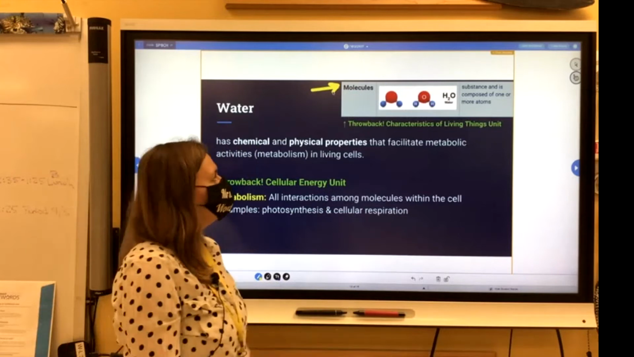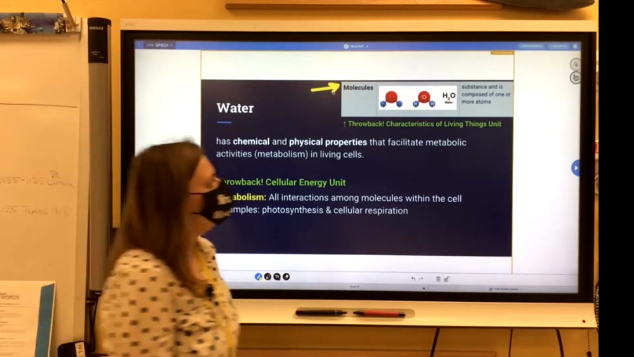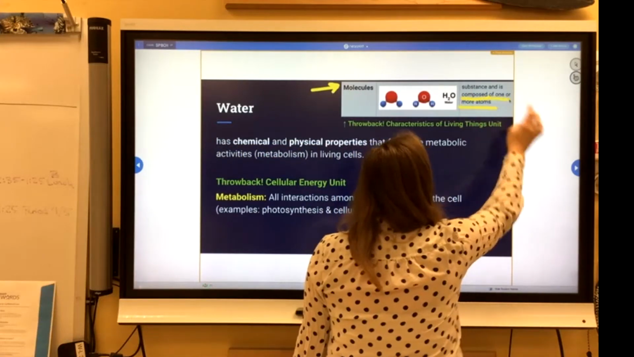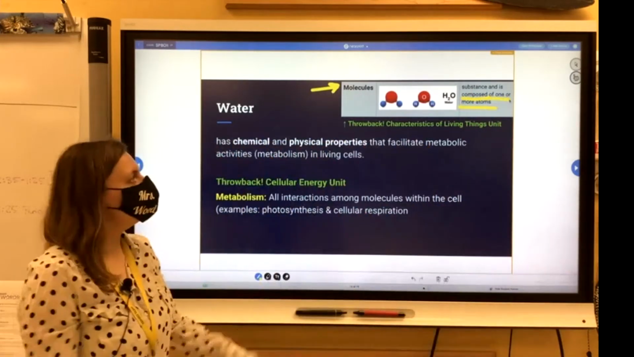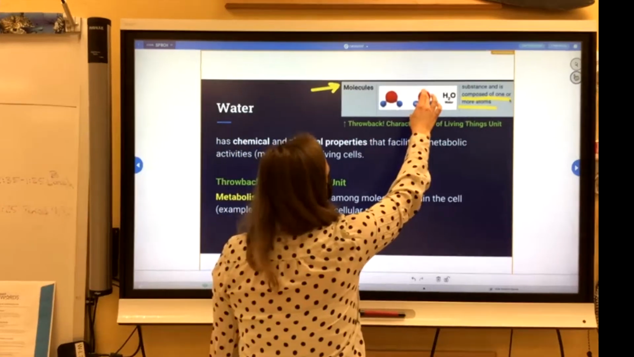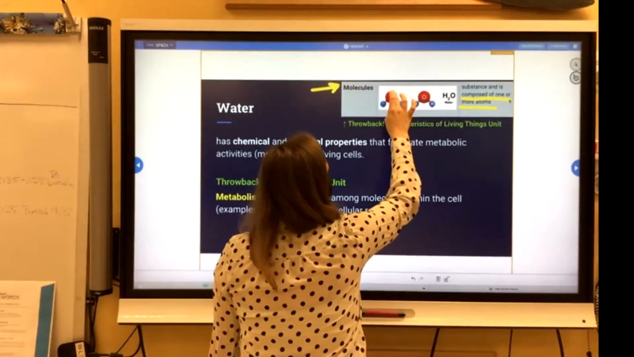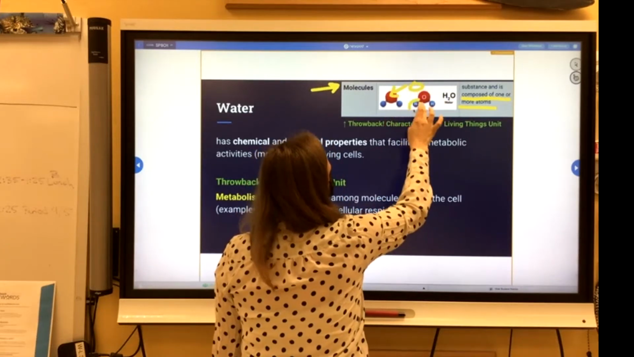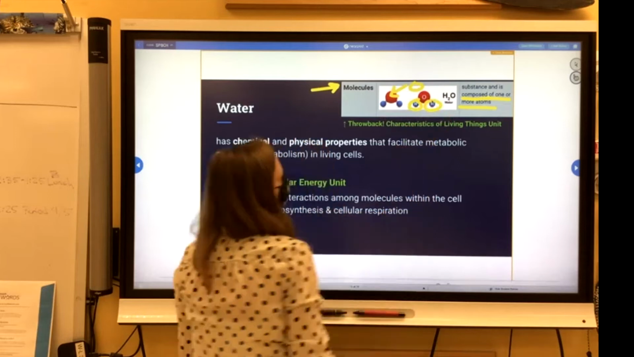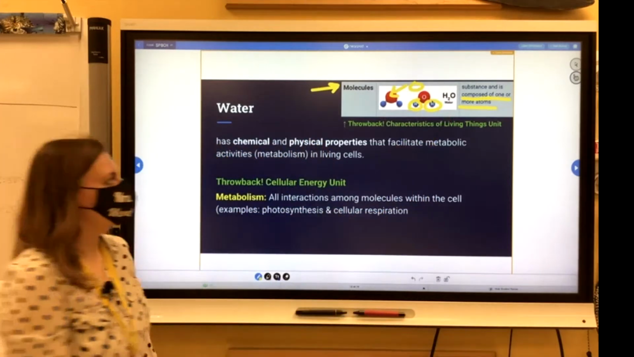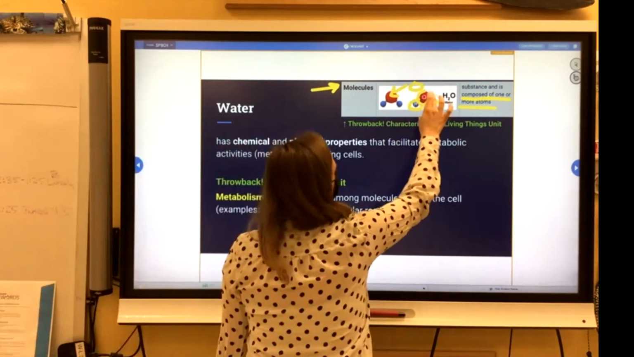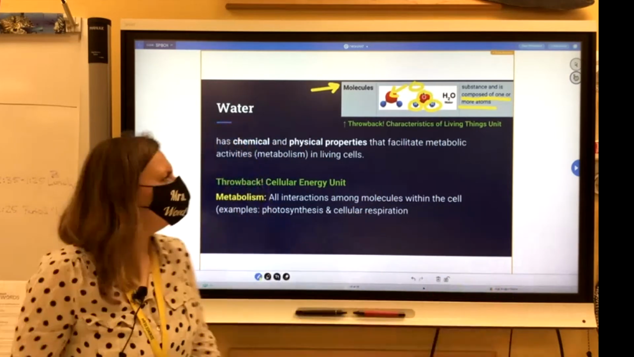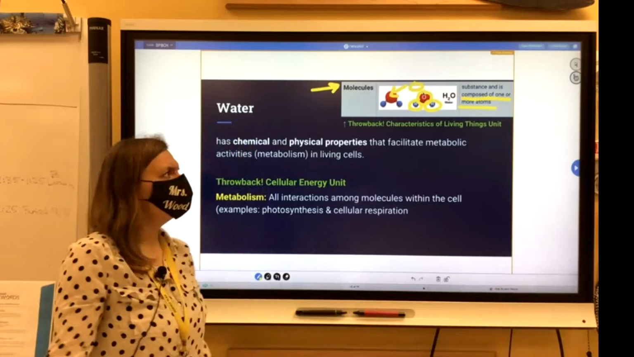So water is an example of a molecule because it is composed of one or more atoms. Our atoms here, we've got one oxygen, it's marked on this nice picture right here. And then we've got two hydrogens. So we've got that red oxygen, two hydrogens, H2O. You guys know this, right? H2O. So why are we spending so much time on it?